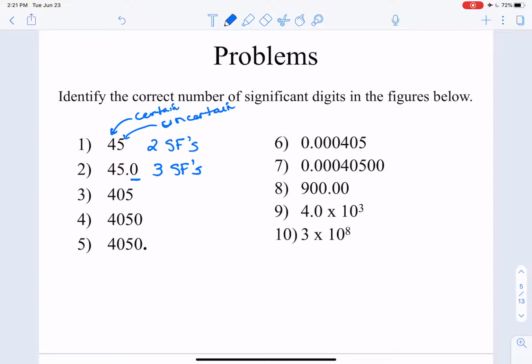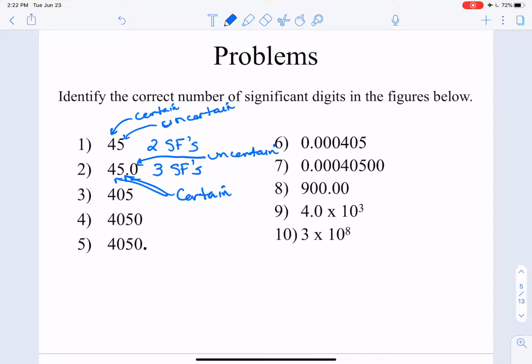Now with number 2, what we're saying is we are certain that we have 45. We do not have 44 or 46, and we are uncertain whether we have 45.0 grams or 45.1 grams or 45.2 grams, but our best guess is that it's 45.0. And remember, the one guess on the end is significant. So 45.0 has 3 sig figs.